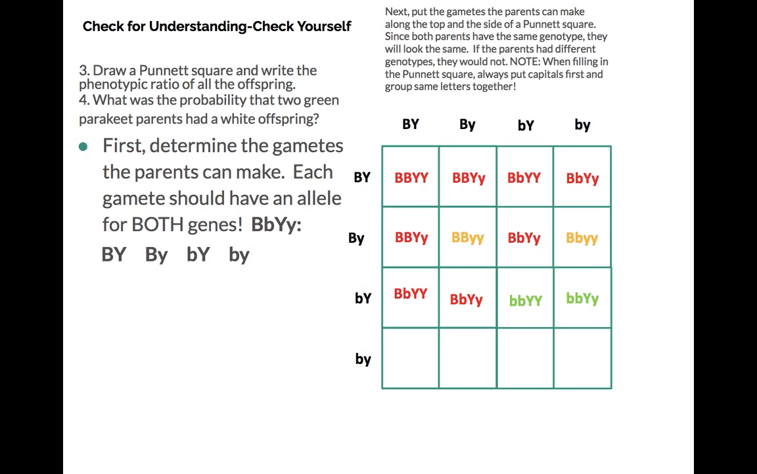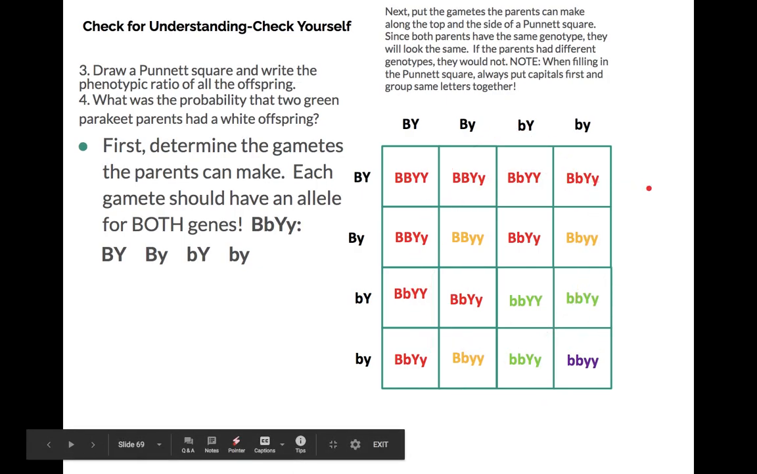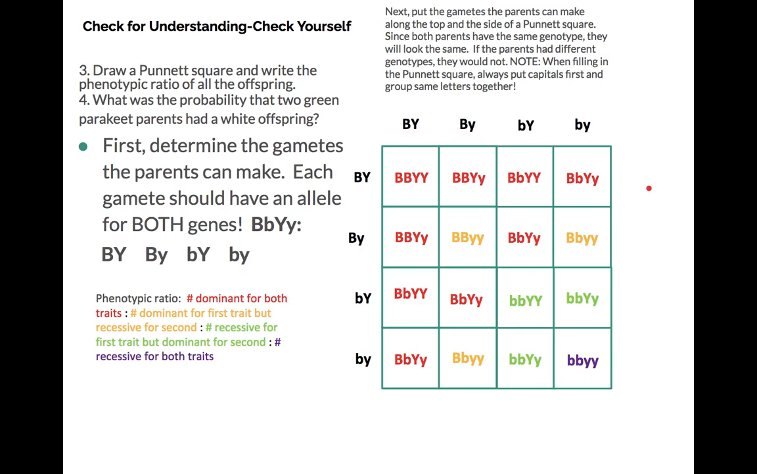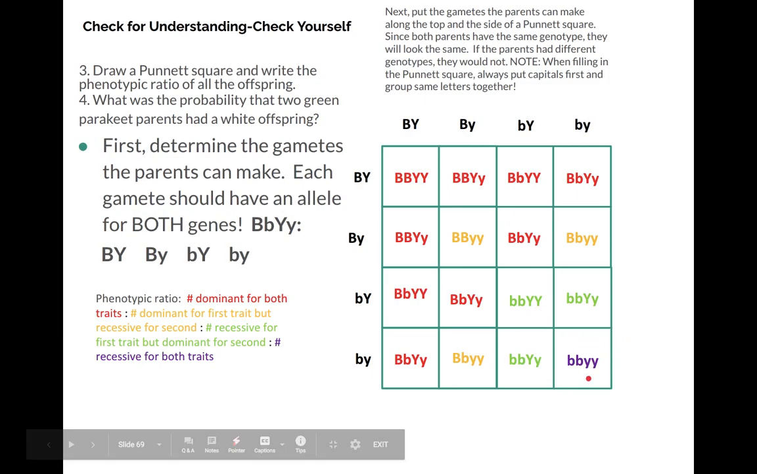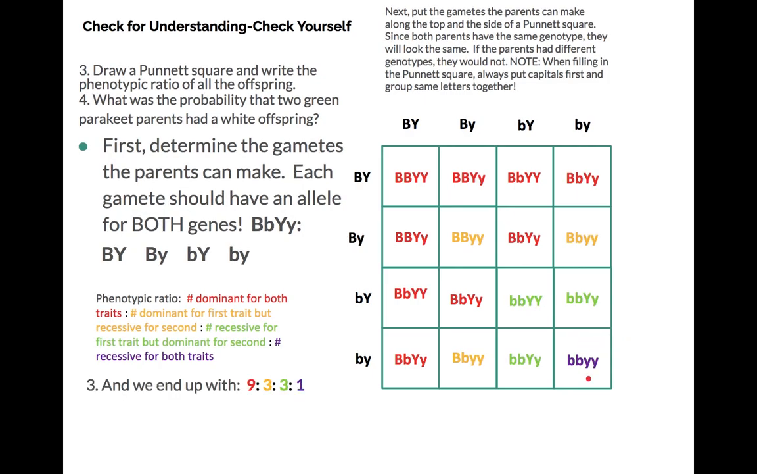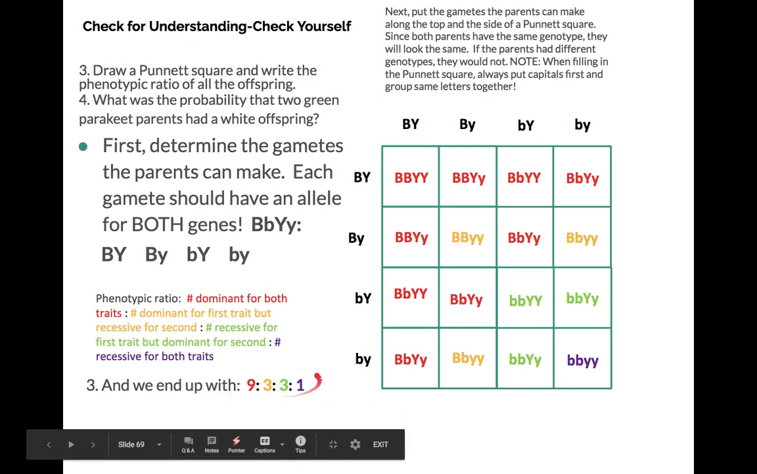As you start filling in, if you have colored pencils or highlighters, things you can use to code the square so you remember how to do the phenotypic ratio, that's a great idea. Yellow is dominant for one trait and recessive for the second. Green is recessive for the first trait and dominant for the second, so little b, big Y. The last one would be recessive for both. By doing that, we end up getting 9 to 3 to 3 to 1 again. That ratio should look familiar, because if we have 2 heterozygous parents, we are always going to get this 9 to 3 to 3 to 1 ratio.